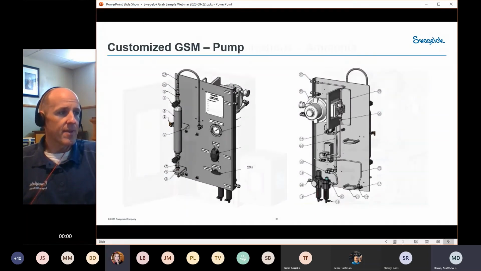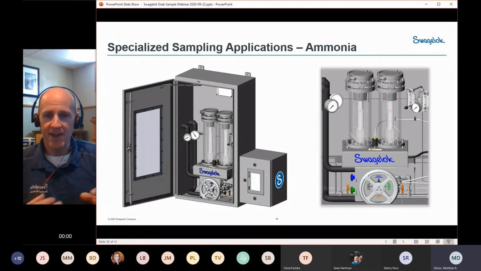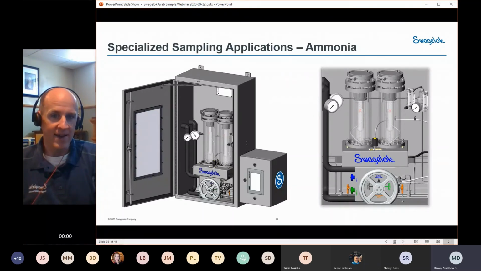Or it could be something where we are looking for something completely different. So as an example, here we have a sampler that's custom designed for sampling of liquid ammonia. So it doesn't look much at all like the other grab sample panels that we've been looking at, but this is an example of how we can apply our sampling expertise, not just to the standards, but to really any sampling problem, whether it's an online analyzer or a grab sampling type of operation.